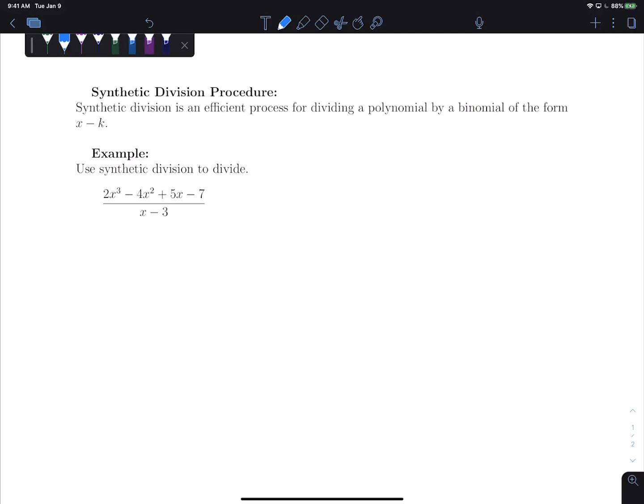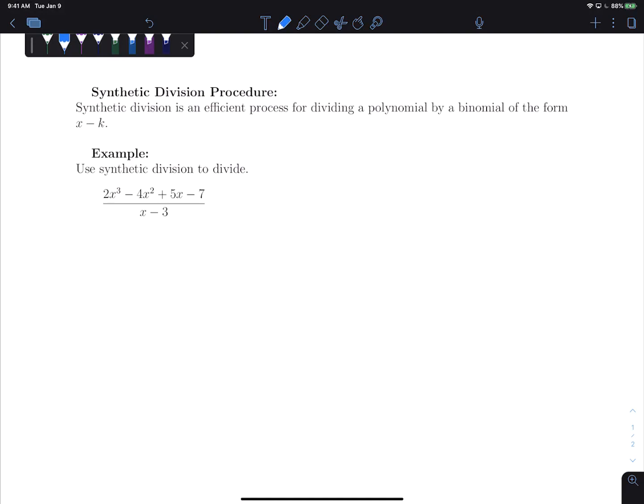Hello. In this video, we're going to look at synthetic division. Synthetic division is an efficient process for dividing a polynomial by a binomial of the form x minus k. Now, here's the thing. We want to use synthetic division to divide this polynomial 2x cubed minus 4x squared plus 5x minus 7 all over x minus 3.